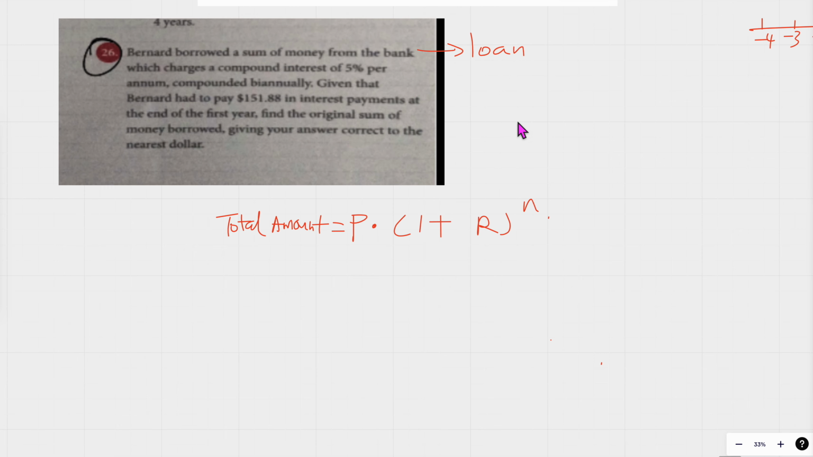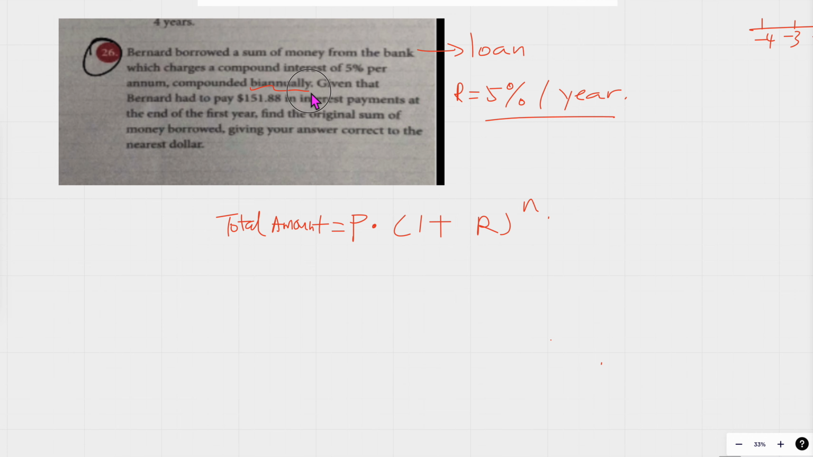Basically, you take a loan from the bank. It charges a compound interest of 5% per annum. So 5% per annum means per year. Okay, so this is the rate. And then it is compounded biannually.